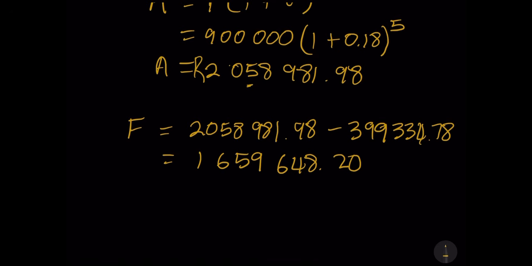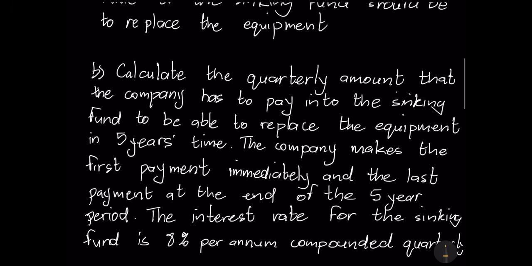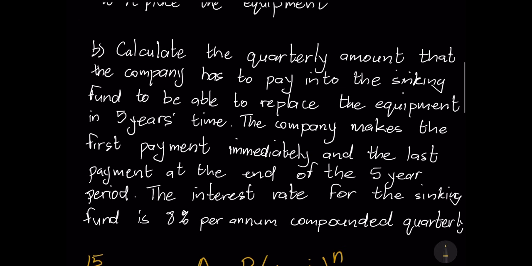Right, so now it means our sinking fund must be able to accumulate to this amount. We've answered our first question. Right, and then the next question, they say to us, calculate the quarterly amount that the company has to pay into the sinking fund to be able to replace the equipment in 5 years' time. The company makes the first payment immediately.